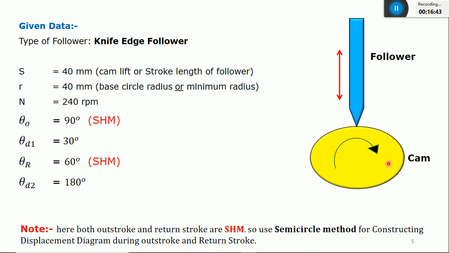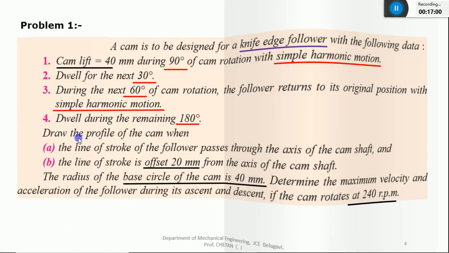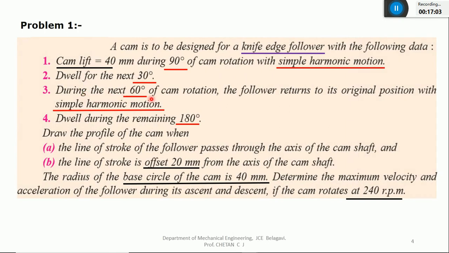After that, for the next 60° of the cam rotation, the follower will come down. That is nothing but the return stroke angle, theta r. R means return stroke, O means the outstroke. It is also given with simple harmonic motion. So in the problem they'll mention, during the next 60° of cam rotation, the follower returns to its original position with simple harmonic motion. So it is clear that whenever the follower is moving in the upward direction, the kind of motion is simple harmonic, and whenever it is coming down, that time also it is simple harmonic.